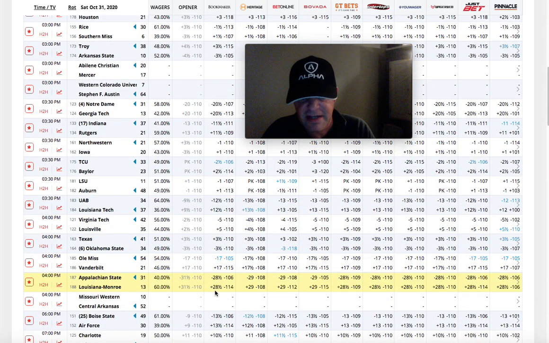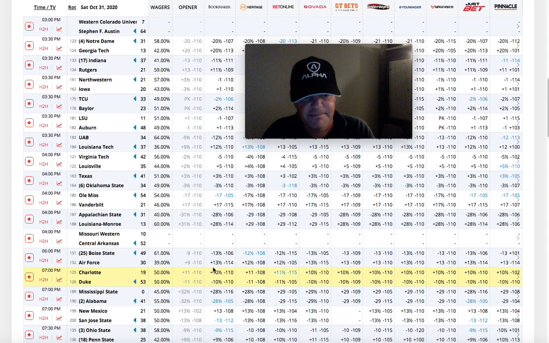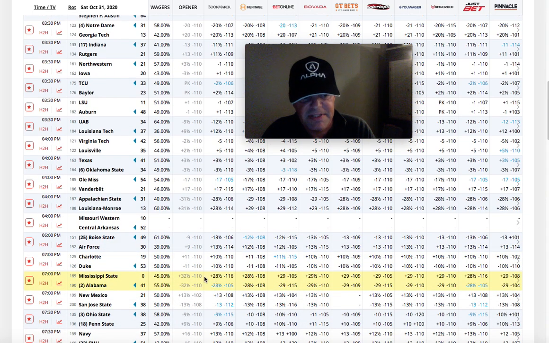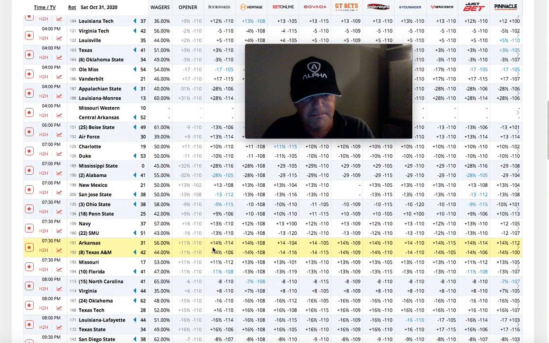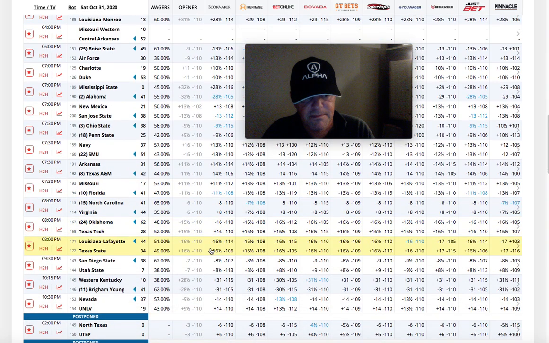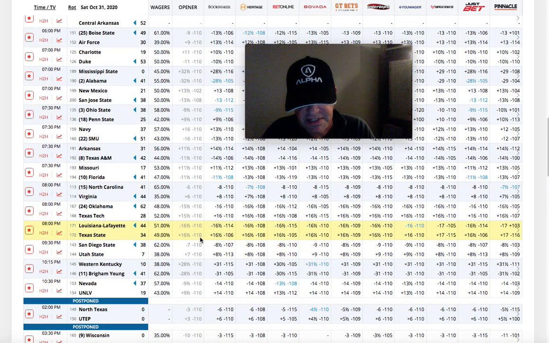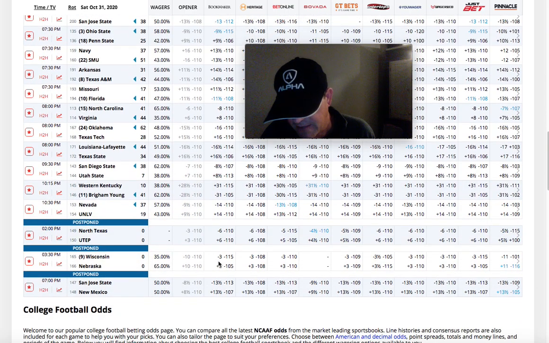Appalachian State, Louisiana Monroe. Let's see. Yep, Louisiana Monroe covered that one. Mississippi State and Alabama. Alabama covered the 28.5. I didn't count this on the 16.5, but Texas State did cover that one. It was close. The 31.5, Western Kentucky covered that against BYU, and that's it. Now, if you add those up, that was 5-2.